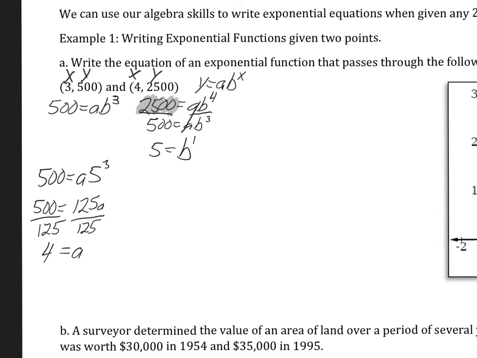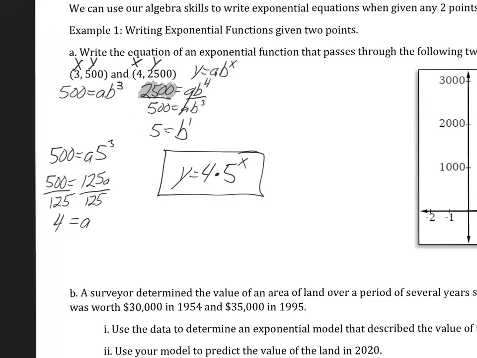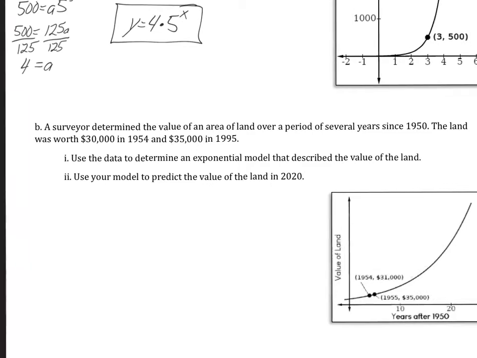So now we're just plugging this into our equation. So y equals, we said a was 4, so 4 times b was 5 to the x. If you want to double check this, you can go ahead and plug in 4 for x. 5 to the fourth times 4 is 2500. Okay, so let's go ahead and try the next one.